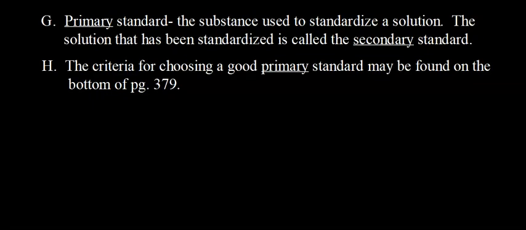So in order to standardize the solution, we need to use something called a primary standard. So this is, as you can see there, the substance used to standardize a solution. And then the solution that you're standardizing is called the secondary standard. There is on the bottom of page 379 the criteria that make for a good primary standard. And so I believe the primary standard we're going to use in our experiment is KHP. The P does not stand for phosphorus in this case. It is potassium hydrogen phthalate. We'll see that in one of the examples in the textbook.